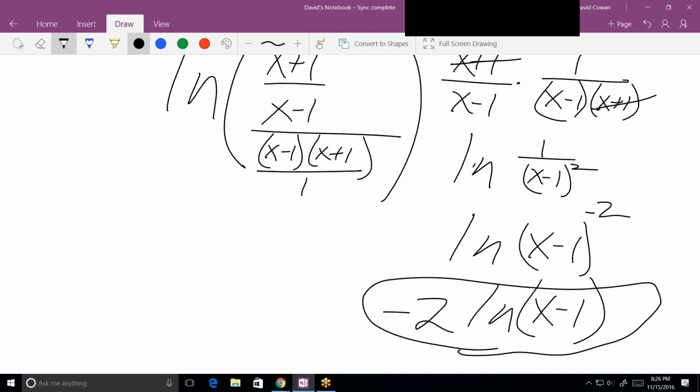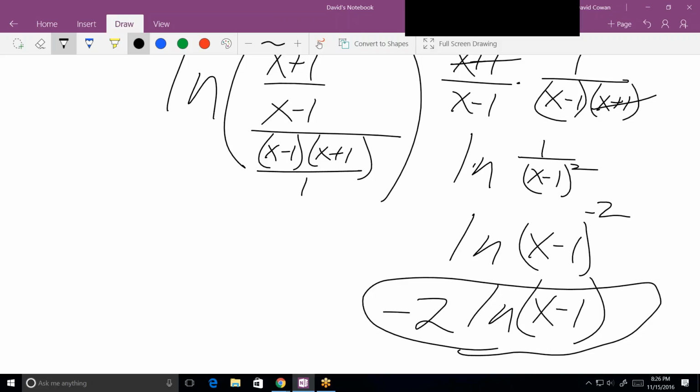It's all about using those 3 rules and either compressing or expanding. Logarithms is how a slide rule works.